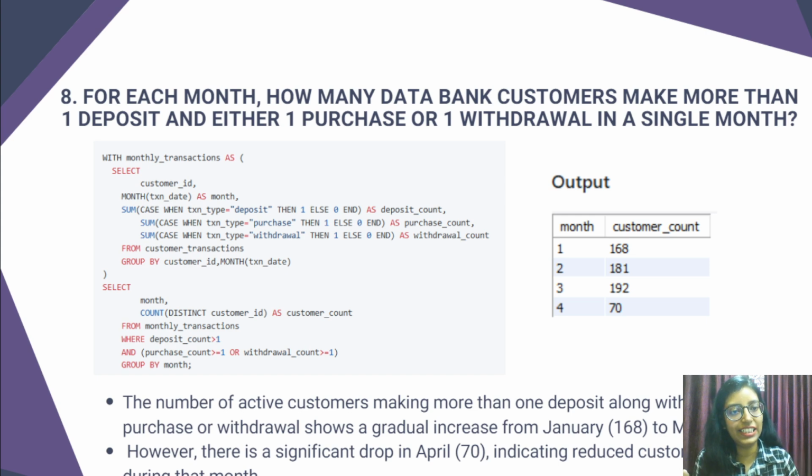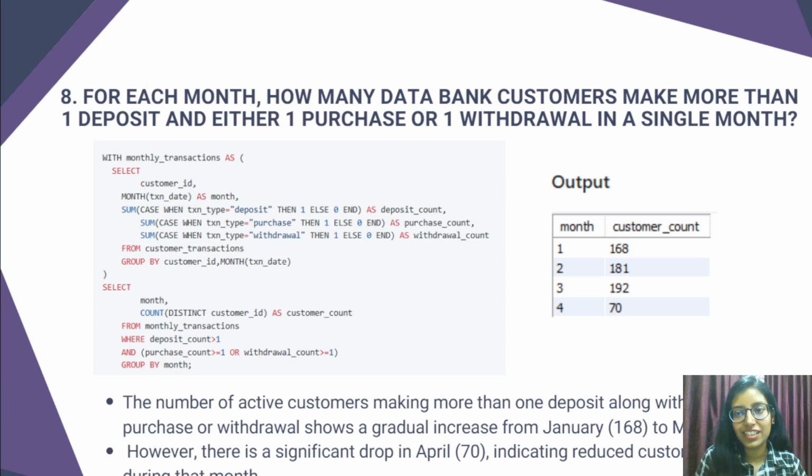After the CTE, we choose what we want to show as a result. We want only two columns: first is the month and the second is the customer count. For the customer count, we use a distinct function. For specifying the two conditions, we use a WHERE condition. In the WHERE condition, we specify that the deposit count should be greater than 1, and the other condition is that it should be one purchase or one withdrawal. So I'm specifying both of these inside an OR condition.